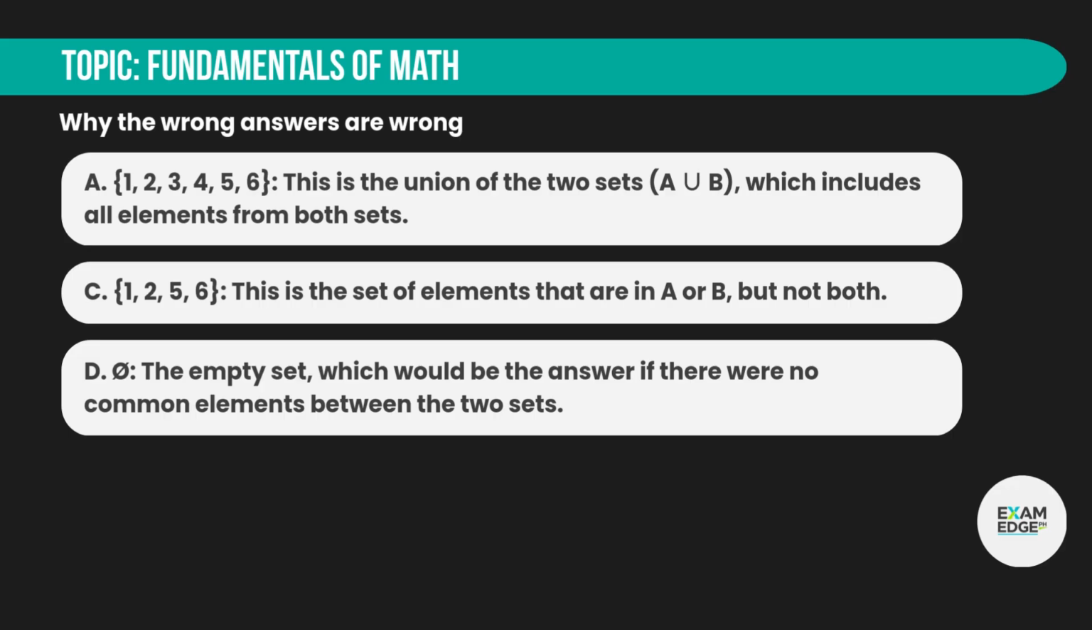Why the wrong answers are wrong? A. Set 1, 2, 3, 4, 5, 6. This is the union of the two sets, which includes all elements from both sets. C. Set 1, 2, 5, 6. This is the set of elements that are in A or B, but not both. D. The empty set, which would be the answer if there were no common elements between the two sets.